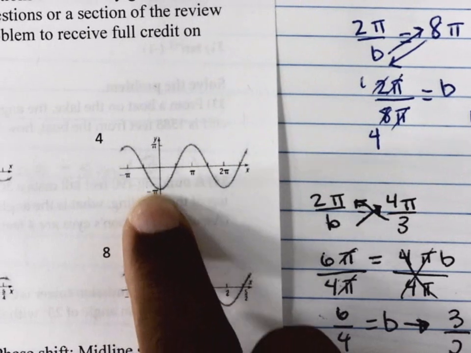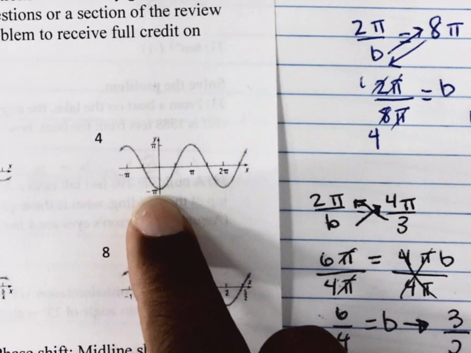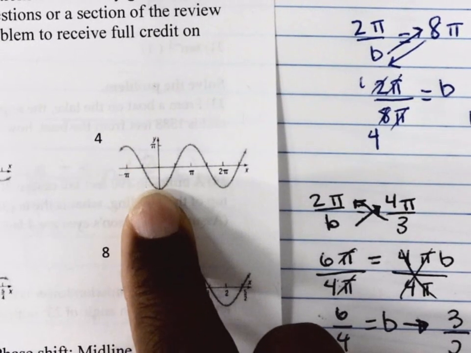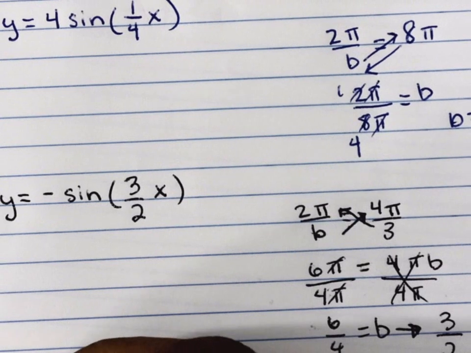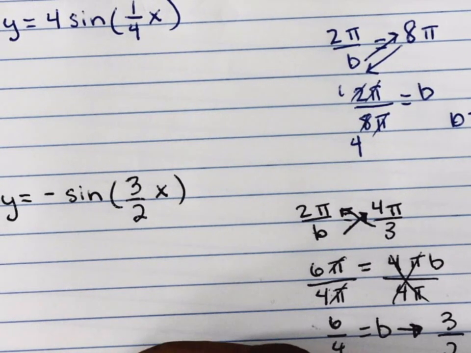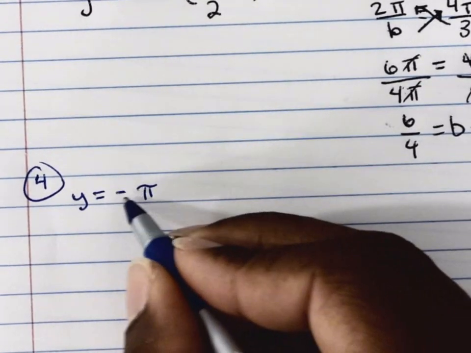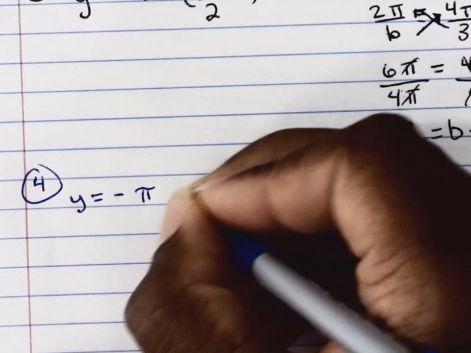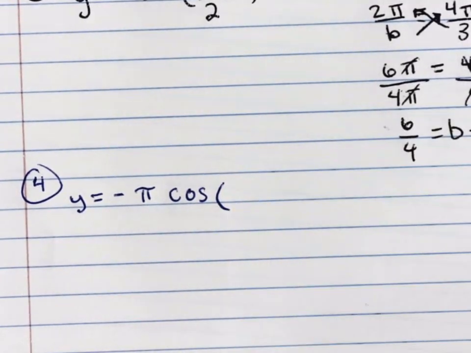Amplitude looks to be pi and negative pi. Since it starts at an amplitude, it's going to be cosine, and it starts down this time, so it's going to be a negative amplitude. So far I got y equals negative pi, because my amplitude is flipped. So y equals negative pi. It's cosine because it starts at the amplitude, and then I need to figure out the period.